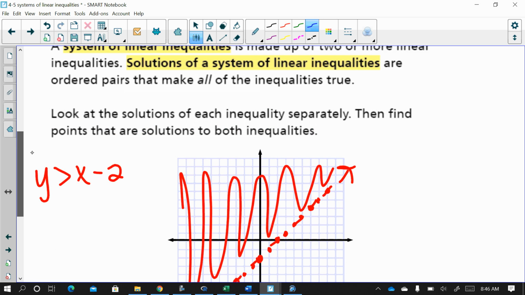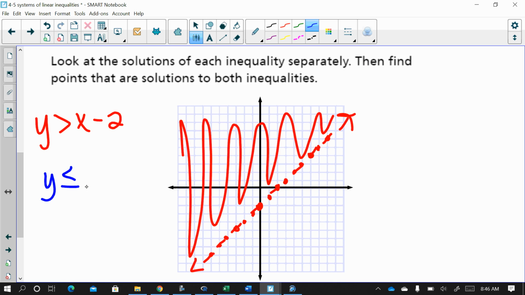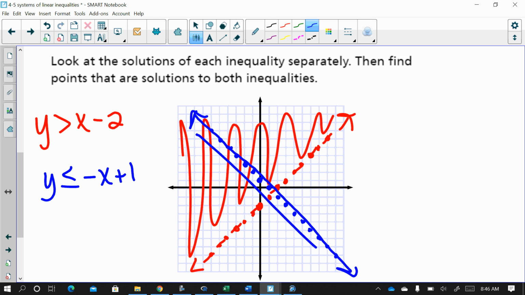Second equation, y is less than or equal to negative x plus 1. The y-intercept is at 1. My slope is negative, so I go down 1, right 1, down 1, right 1. If I'm tired of going down and right, I can go up and left. Up 1, left 1. Now I need to decide, is this a solid or a dashed line? We're equal to, so it's going to be a solid line. Now I need to worry about shading. I'm less than, so I shade below the line. Below the line is right here.